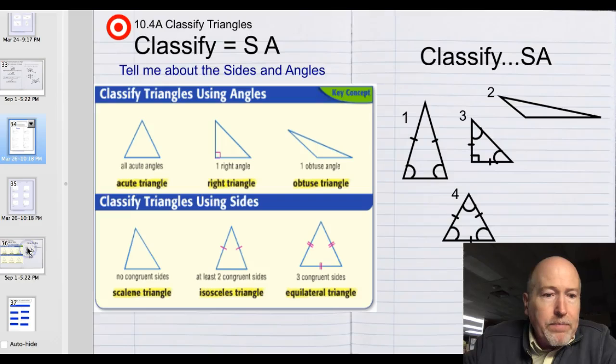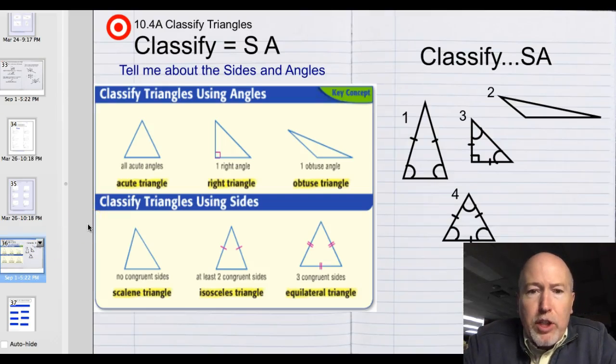Let's keep rolling. We also need to be able to classify triangles. You need to talk about the sides and the angles. First of all, when we classify triangles by their sides, we're talking about how many of their sides are the same length. Scalene triangles, big, ugly scalene, I think that's kind of an ugly looking word. Nothing is the same on any of them. All three sides are different.